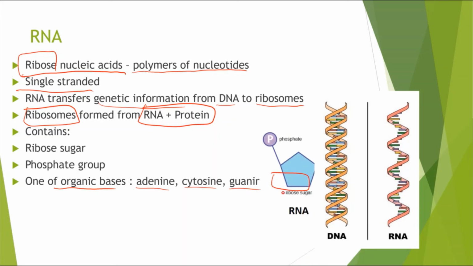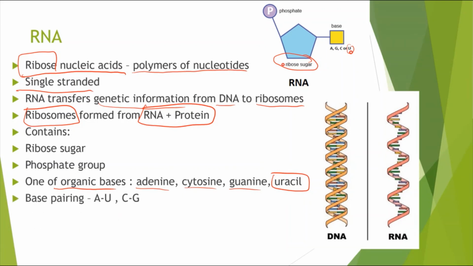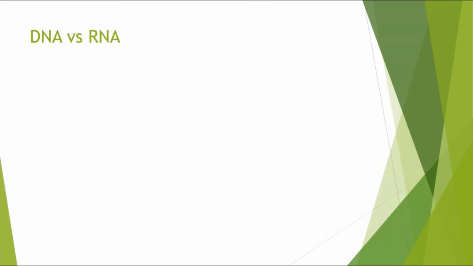Looking at the structure of RNA, as you can see, it has the exact same structure as DNA, but instead it has ribose sugar, and in that base, instead of thymine, it has uracil now. Okay, so now the base pairing. DNA had A to T and C to G, but RNA has A to U base pairing and C to G. So adenine to uracil and cytosine to guanine.